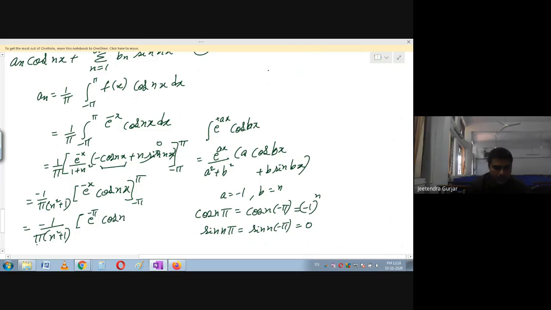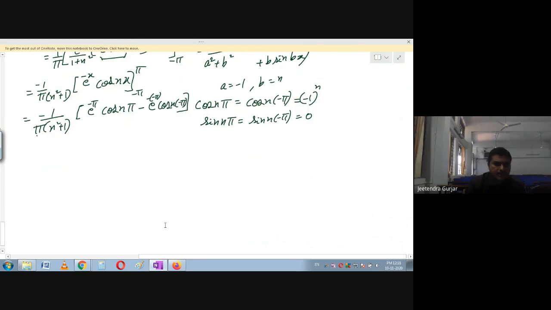This is cos n pi minus e raised to minus of minus pi, and this is again cos n minus pi. So I've substituted the values. Okay, this is equal to, friends, what you are going to get, this is minus 1 upon pi n square plus 1. So you can see cos n pi, I think you have seen, is minus 1 raised to n.